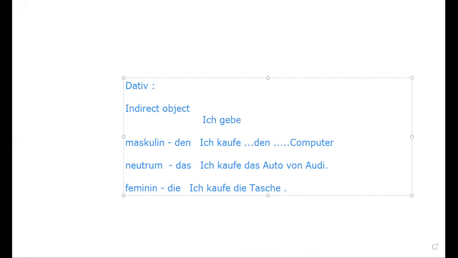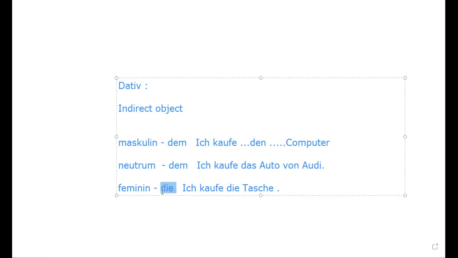But before going to the dative case, you need to know about the changes in the article. In masculine, der will change to dem. Neuter, das will change to dem. Feminine die will change to der. These changes we need to remember. That is the major grammar part which we are going to do at A1 level. Without this, we can't imagine German grammar.